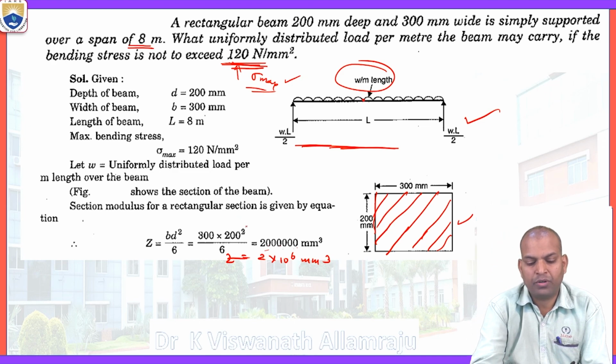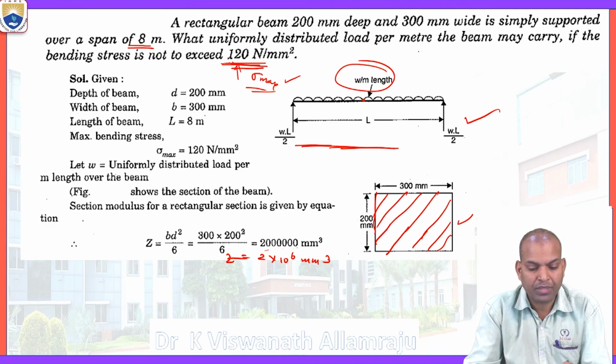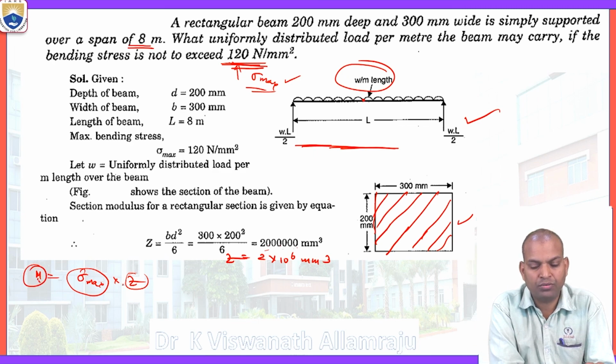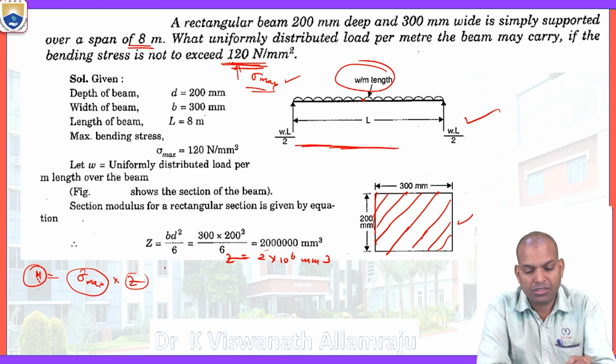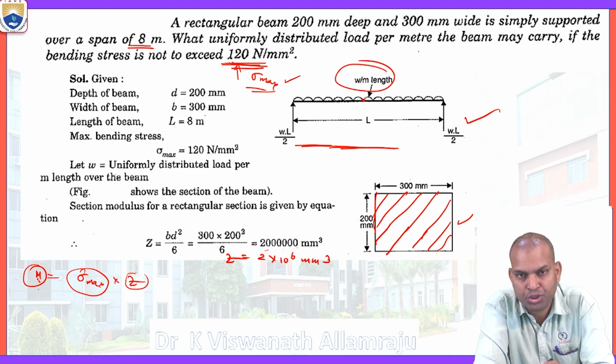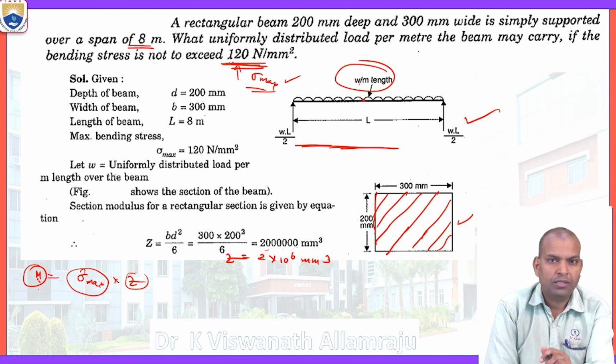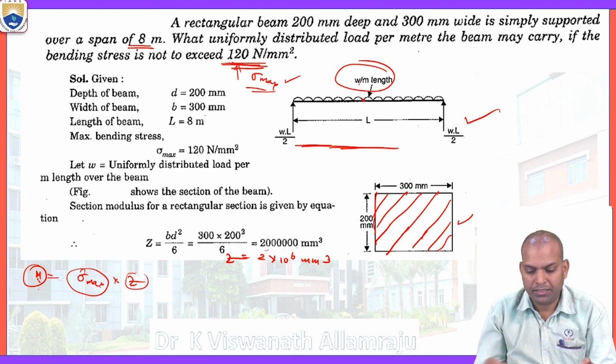So how do we find it? Using the formula, we substitute to get the maximum bending moment. Then we know M equal to sigma maximum times Z. We know the sigma maximum and we know Z. From this, M comes in terms of small w, the uniformly distributed load. Thus, we can calculate the uniformly distributed load. In that manner we can complete.